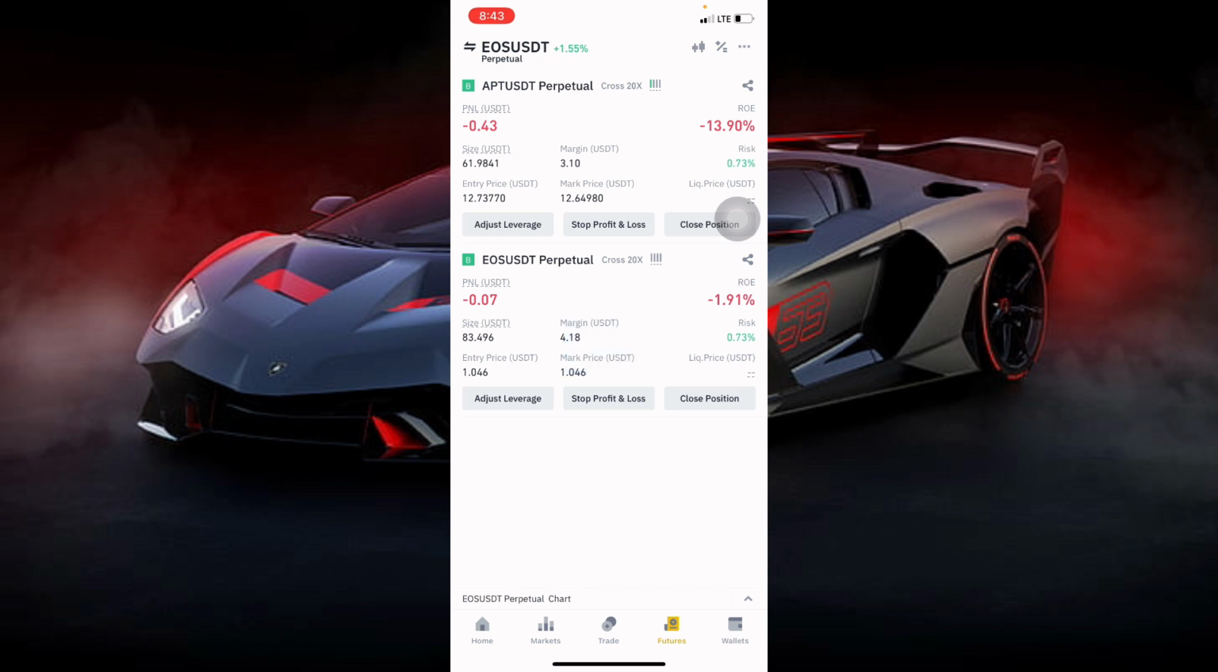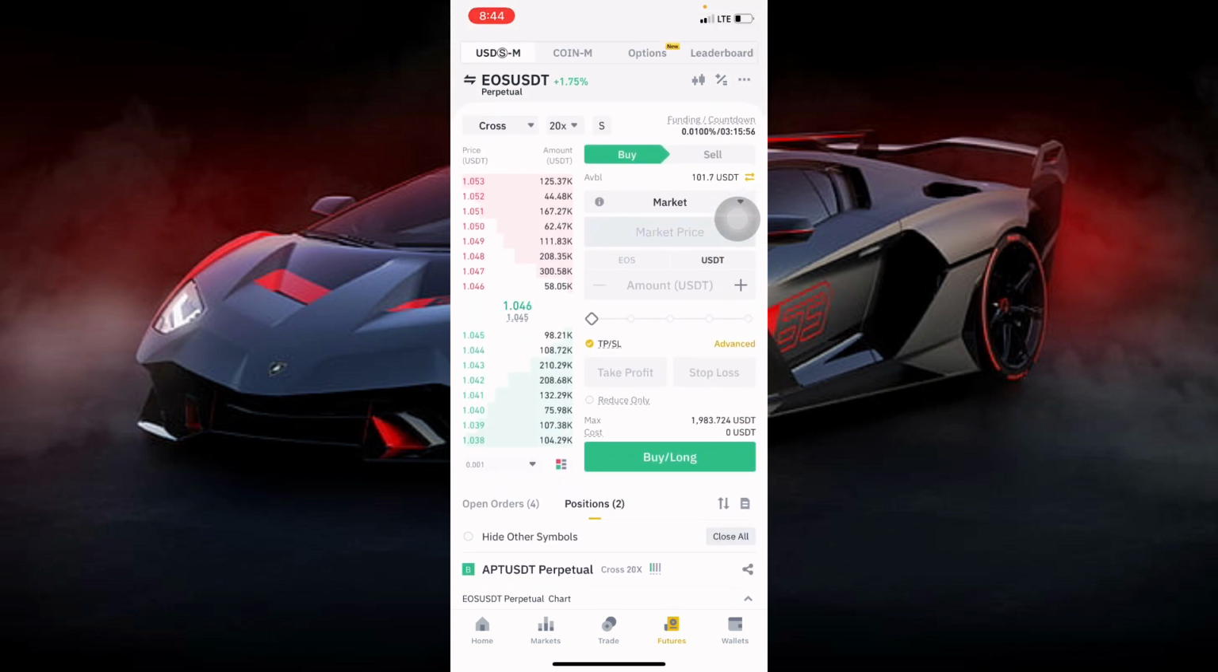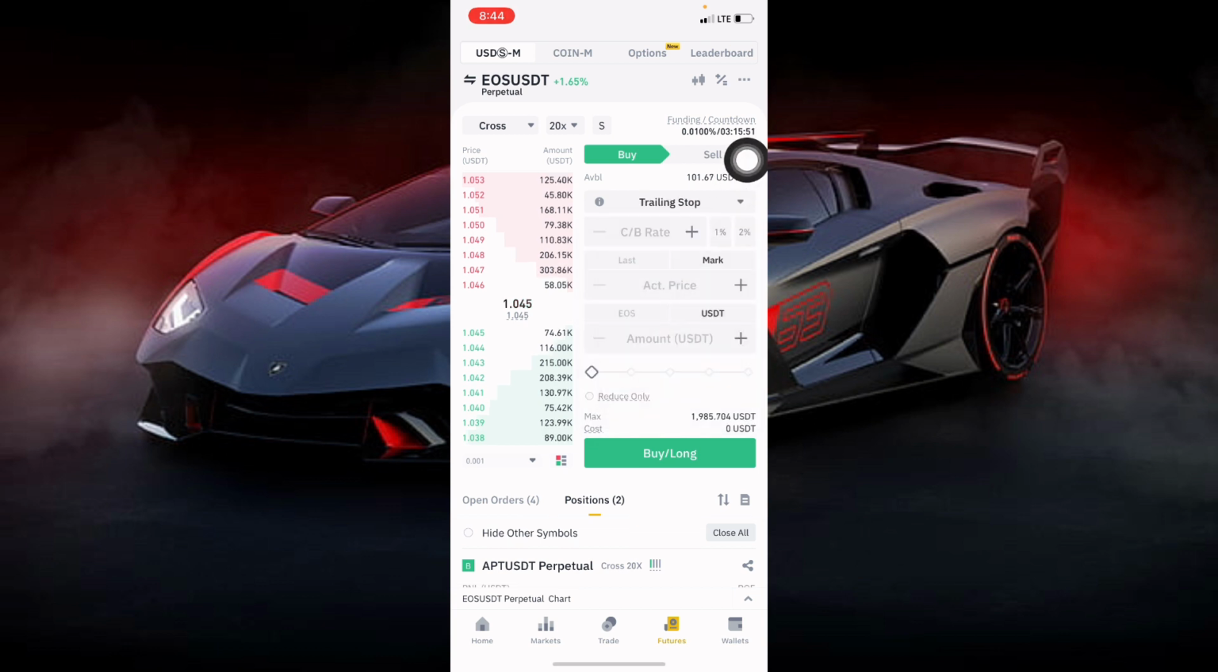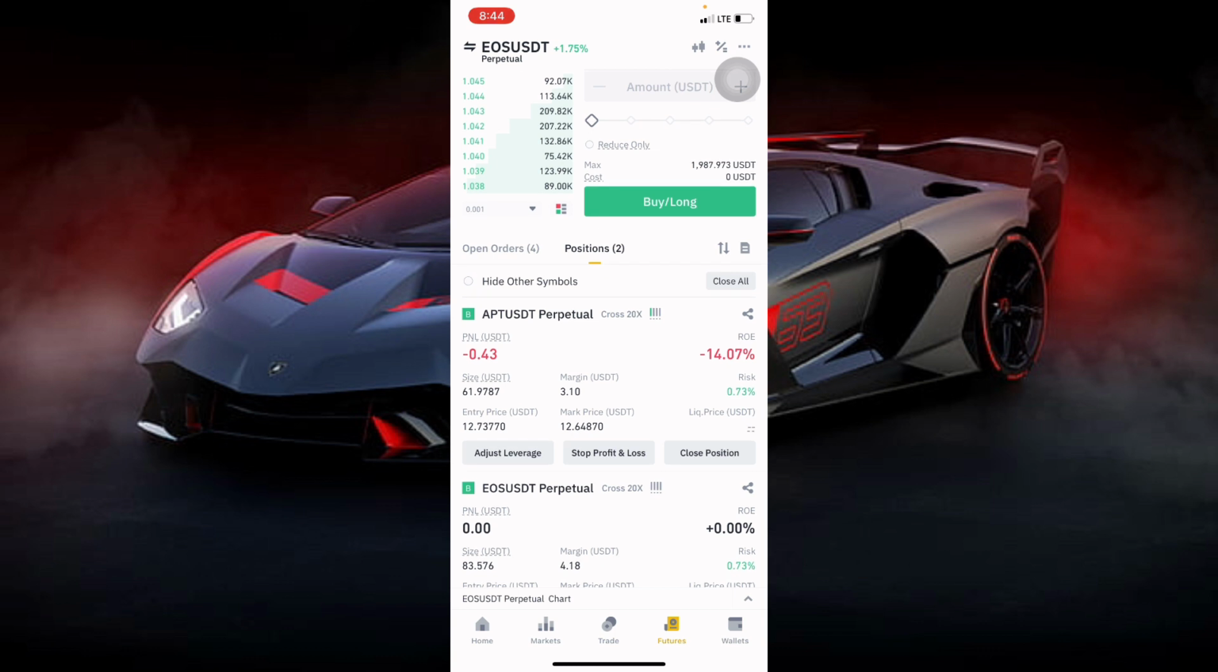So let's set our trailing stop for EOS USDT right now. What we need to do is change here the market. We need to change it to trailing stop. Okay, so when we change it to trailing stop, we have the C/B rate, which is called the callback rate. The callback rate means the percentage you are willing to take your profit if it is in your favor.